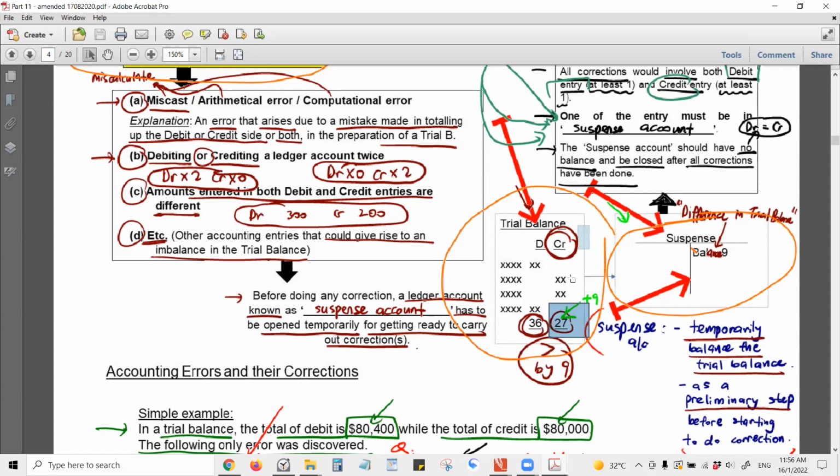Okay, let me repeat. Look at the trial balance. Look at the side with the smaller total. Then you see how much to increase it by to become the same as the bigger number. So you have to plus 9. So you put a 9 here. Then here write difference in trial balance. Then you can begin doing correction. Remember? Okay, let me show you again in that question.